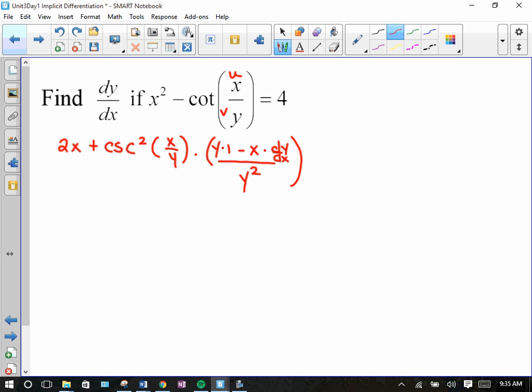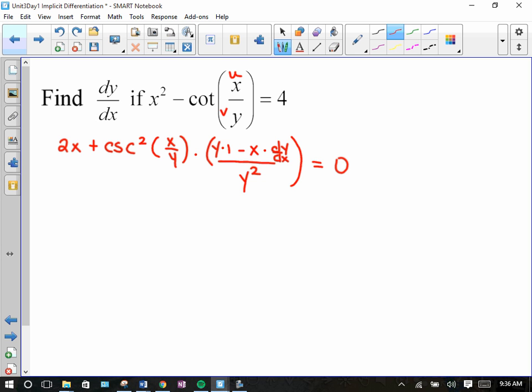Okay. And that's equal to, what's the derivative of the other side? A lot of times people forget to take the derivative of the constant on the other side, and I don't want you guys to do this. So what is the derivative of 4? 0. Alright, so now my job is to get dy/dx by itself. I want to find out what dy/dx is.